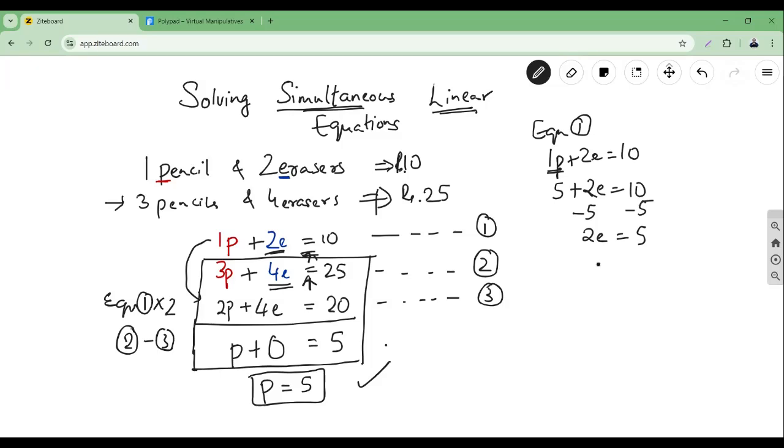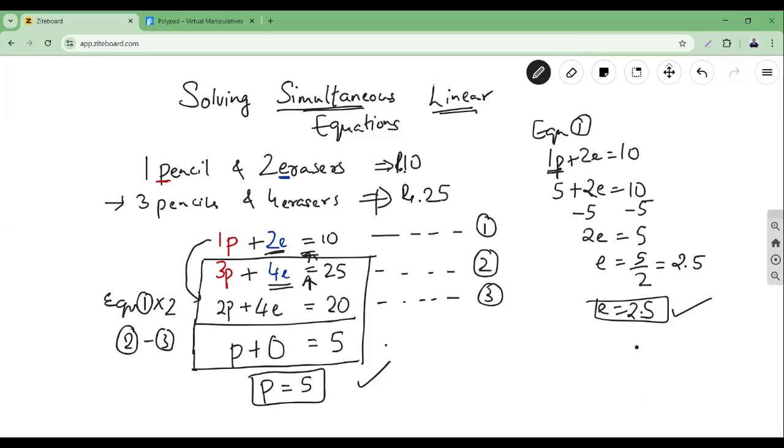2e is 5 means e will be equal to 5 by 2, right? I'm going to divide 2 on both the sides. Then 1e becomes 5 by 2, that is 2.5 rupees. That's what the one eraser is going to be. Okay. So I have found the values of one pencil's cost and one eraser's cost.